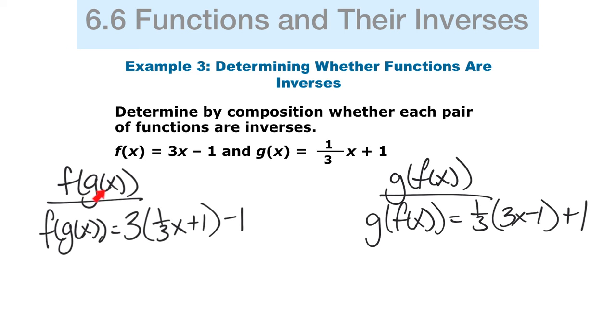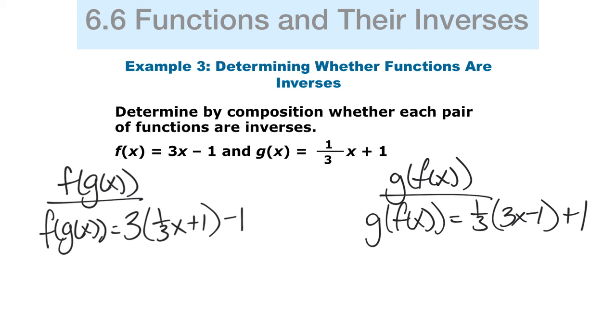So here I've set up f of g of x and g of f of x to figure out if these two functions are inverses of each other. So here I've started with function f, 3x minus 1, and in the place of x, I've put in the entire function g of x. Here I've started with function g, 1/3 x plus 1, and in place of x, I've put in the entire function f of x.